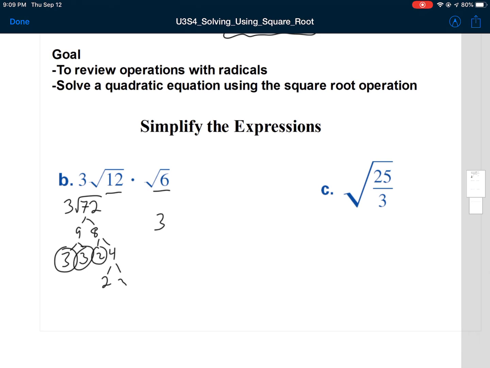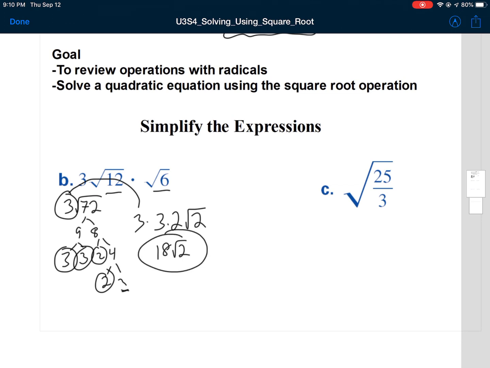A pair of 2's come out. The 2 that didn't get a pair stays underneath the square root. Don't forget about taking the original 3 as well. Now I've got 3 numbers that are outside of the radical that multiply together to give me 18 square roots of 2. Okay, here when there's a fraction, a couple rules.